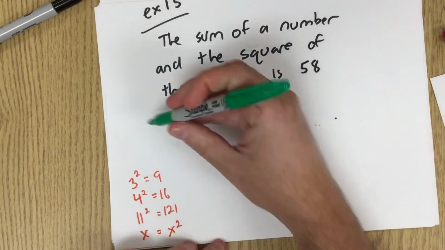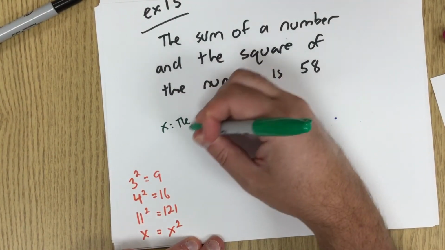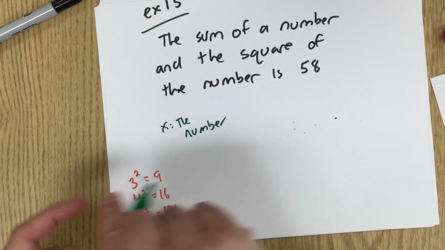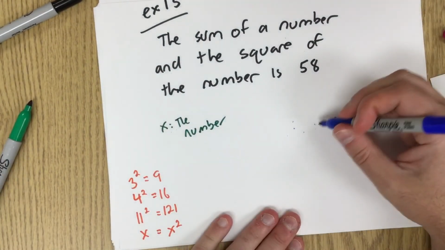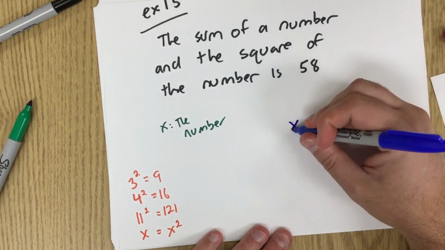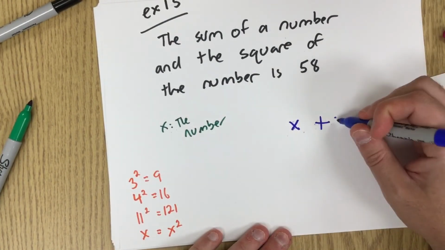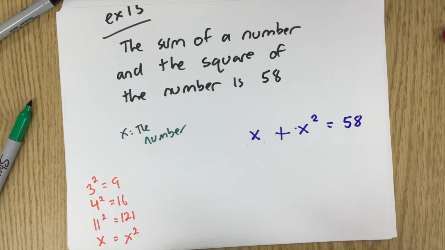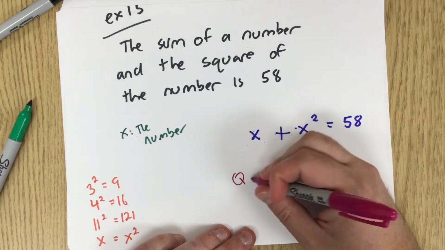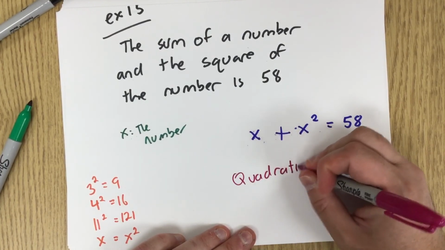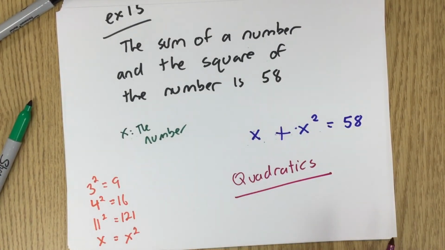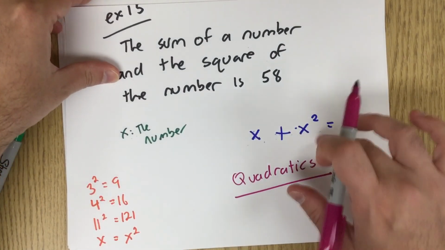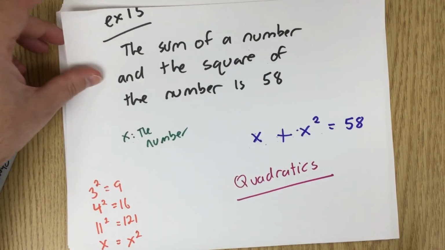So, if x is the number, then our equation is going to be the sum. So we've got a plus thing going on here. So it's the number and the square of the number, and so the sum of those two is 58. Now we're not actually going to be solving this yet. This actually requires something known as quadratics to solve. We are not going to learn quadratics just yet, but quadratics is a powerful tool in math that lets you solve things that have a mixture of square terms and normal terms. That's kind of exciting.